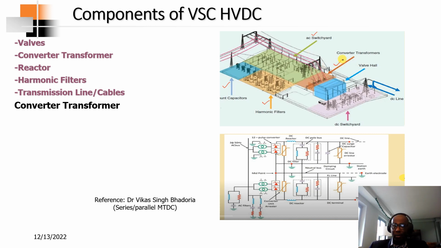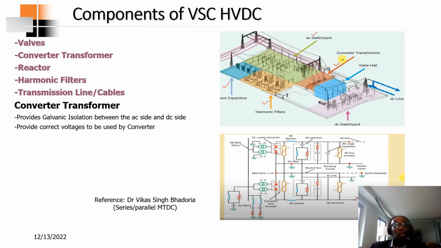For the converter transformer, what is its purpose? Remember, I made mention that the converter transformer provides galvanic isolation between the AC side and the DC side. And also the required voltages to be used by the converter to produce the required DC voltage that is needed. It also acts as a fault limiting impedance. Remember, the converter transformer has a leakage reactance. So it utilizes the leakage reactance to limit the AC side fault.